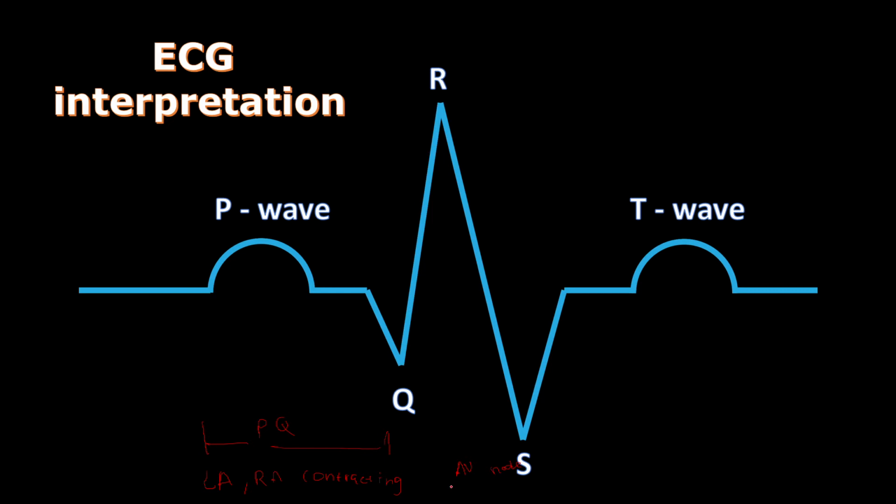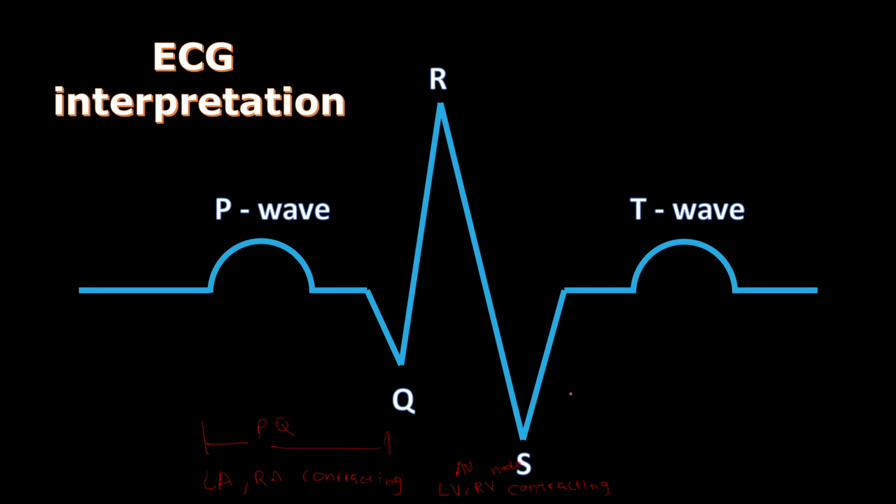Okay, so the QRS complex represents ventricular depolarization. Let's say the ventricles, the left ventricle and the right ventricle, are now contracting during the QRS wave. First of all, the Q wave corresponds to depolarization of the ventricular septum, the wall between the left and the right ventricles. The R wave is produced by the depolarization of the main mass of the ventricles. And finally, the S wave represents the last phase of ventricular depolarization.